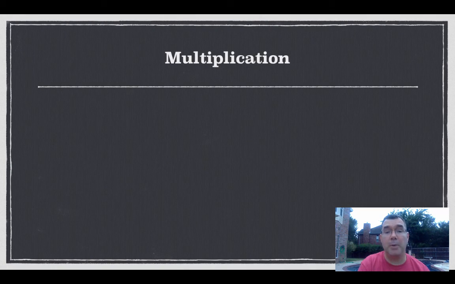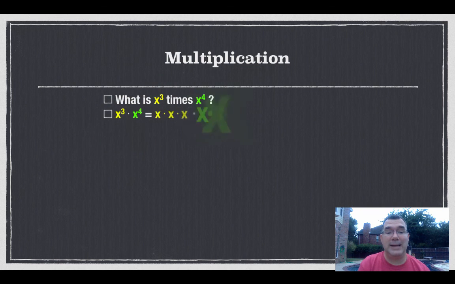Okay, let's talk about multiplying bases with exponents. Now I can only multiply things together and simplify them if they have the same base. So for example, if I have x to the third times x to the fourth, that's x times x times x times x times x times x times x. So that's all multiplication. So I can just see how many x's there are all together, and if I look at it, there's 7 of them.